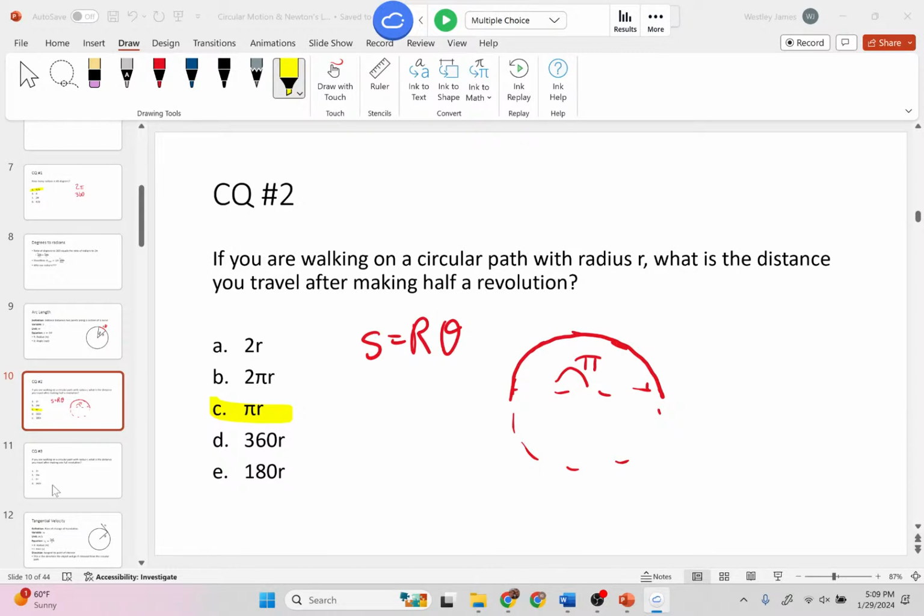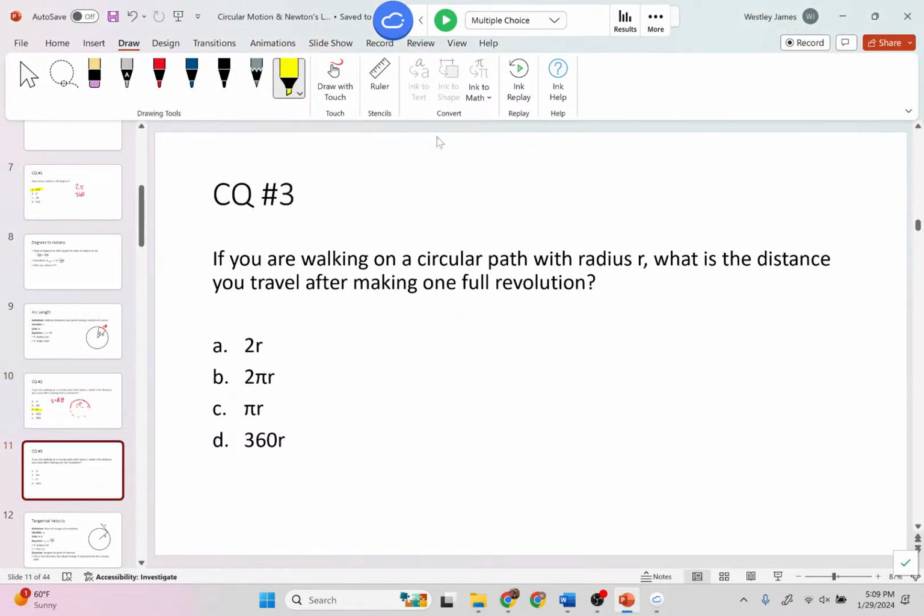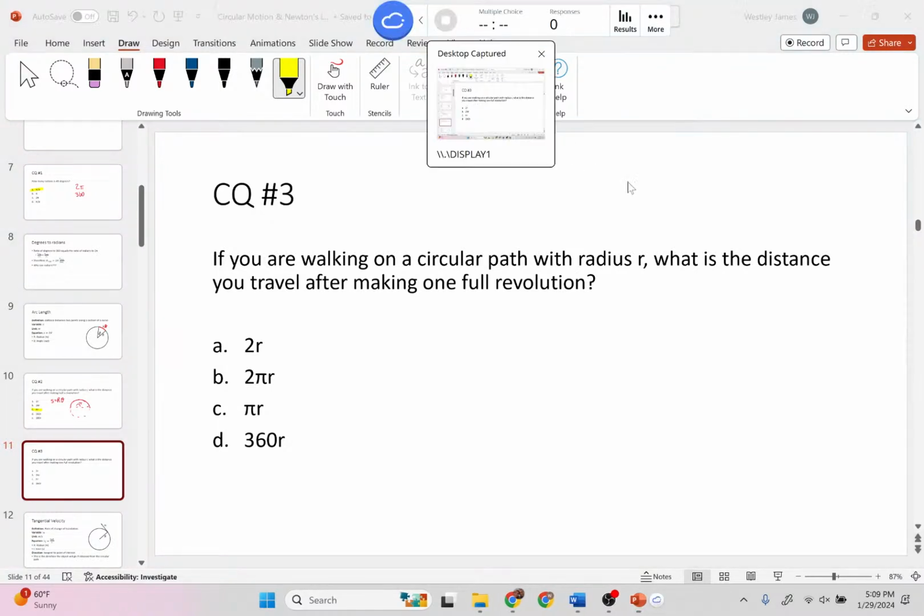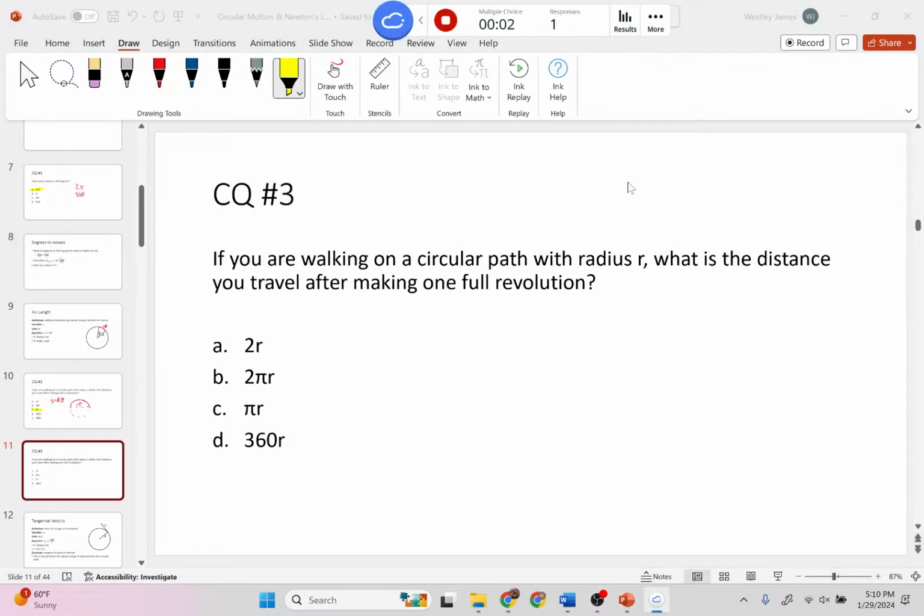All right, let's take this full circle, because you're making a full circle here. It's a good joke. I don't tell you all enough jokes. Let me read. If you're walking on a circular path with radius r, what is the distance you travel up to making one full revolution?